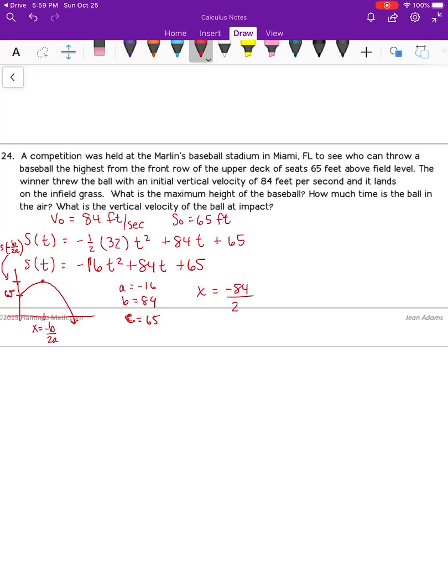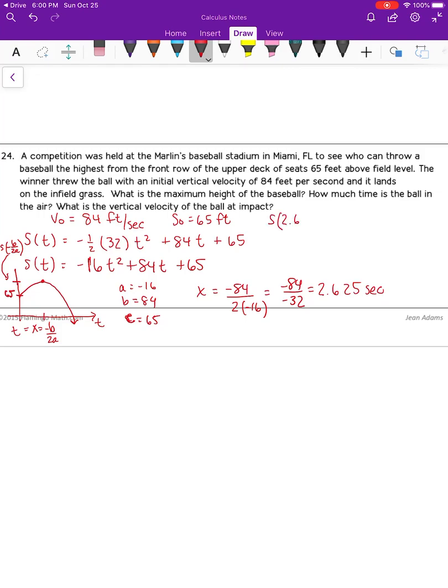So x equals negative 84 over 2 times negative 16, negative 84 over negative 32, and that's going to be a positive 2.625. Sorry, I didn't have my calculator. And I say x, but it's actually t, right? This is t, so this is seconds. So it takes 2.625 seconds for it to reach its maximum height.